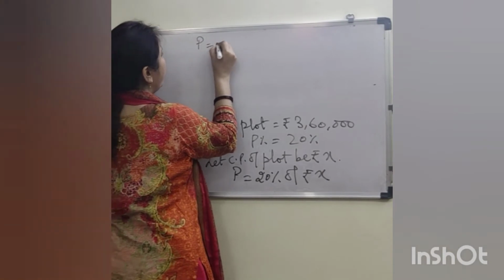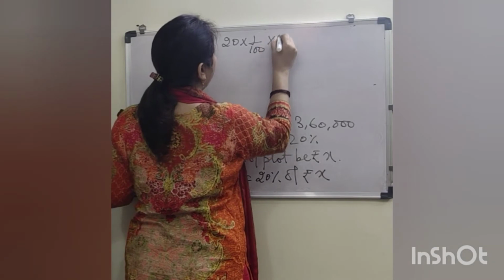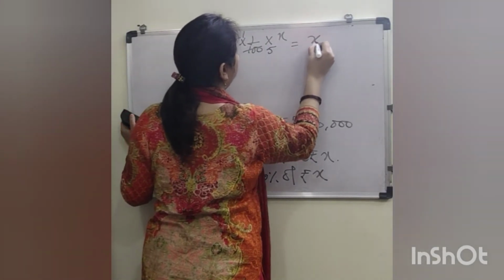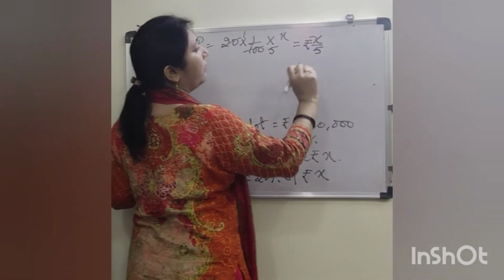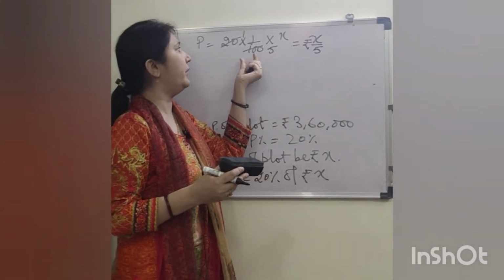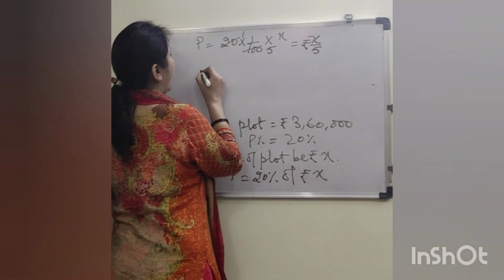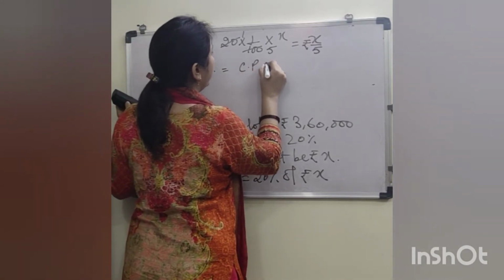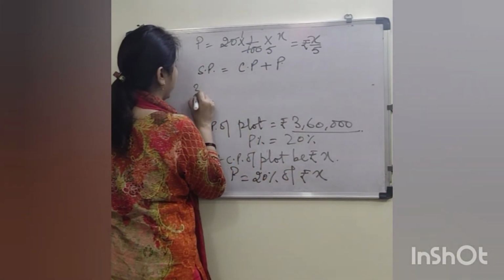Therefore, your profit will be 20 into 1 by 100 into X, that is X over 5, rupees X over 5. Your profit has converted from percentage into rupees because you have calculated the same percent of your CP. So now you write SP is equals to CP plus profit. What is your SP? Your SP is 3,60,000.